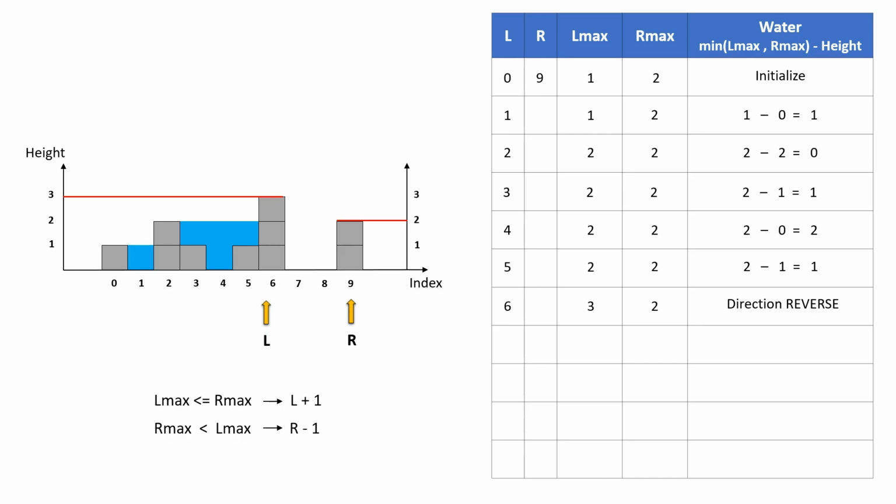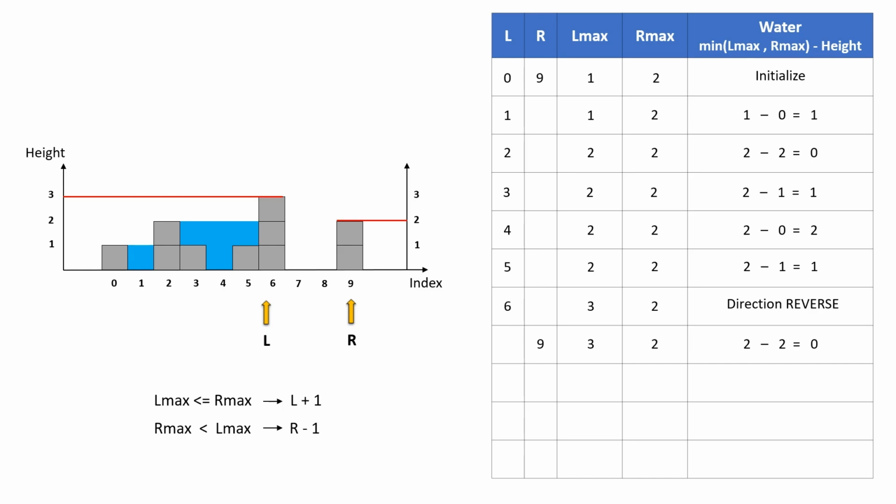Now take note here. Because my Lmax value has become greater than my Rmax, my deciding boundary has now shifted from Lmax to Rmax, because it is the minimum one. And hence the roles have been reversed, and so has the direction. So now we will shift from the left to the right pointer. Currently the right pointer is at index 9. At index 9, my Lmax value is still 3 and Rmax value is still 2.